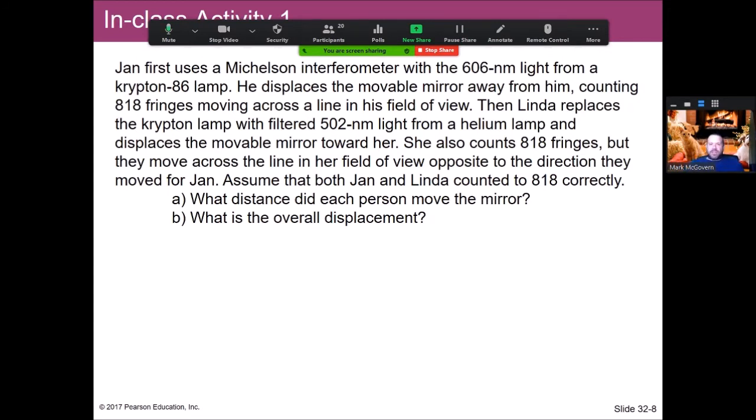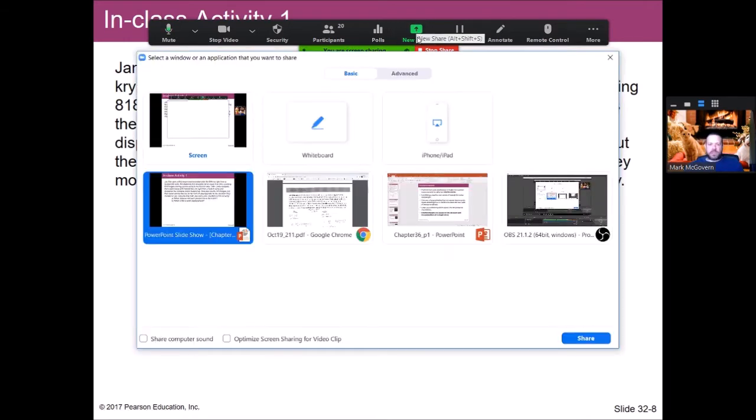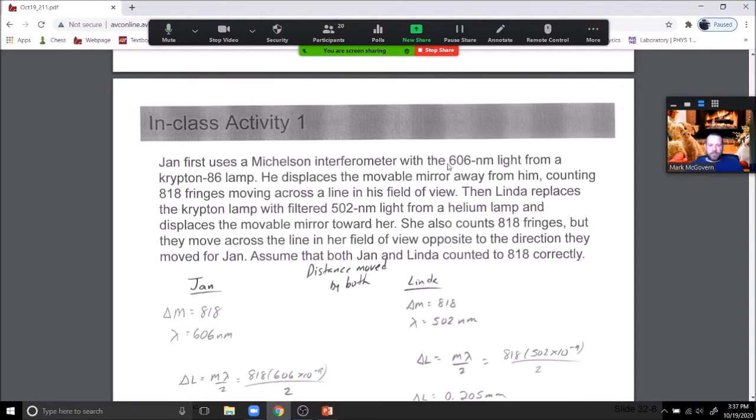Lina replaces the krypton lamp with a helium lamp of a different wavelength, and she also counts 818 fringes. What's the distance each person moves the mirror? Obviously, they have to move the mirror different distances if they have the same fringes for different wavelengths. What's the overall displacement? Let's dig right into it.